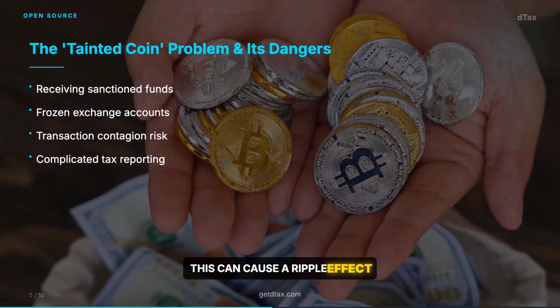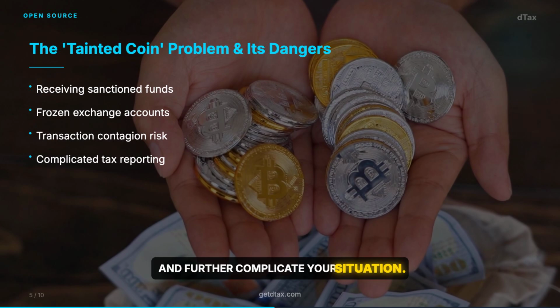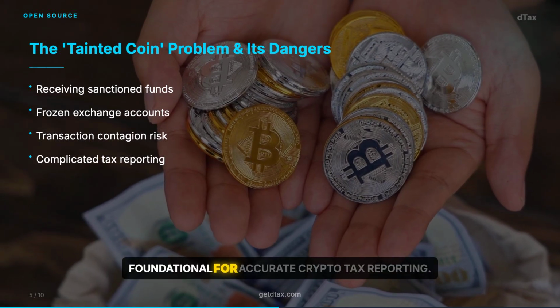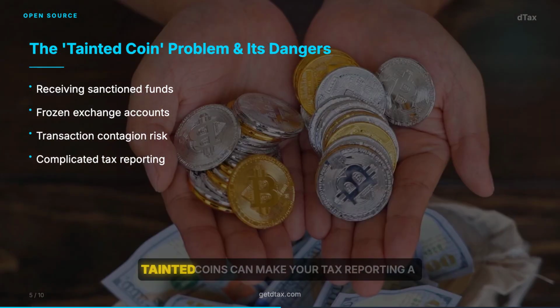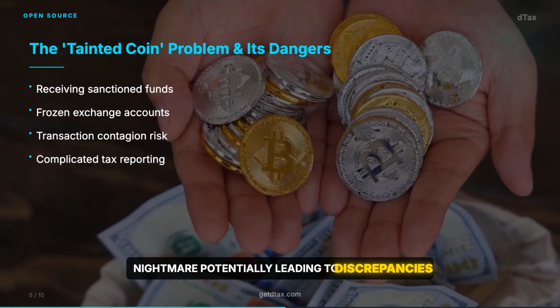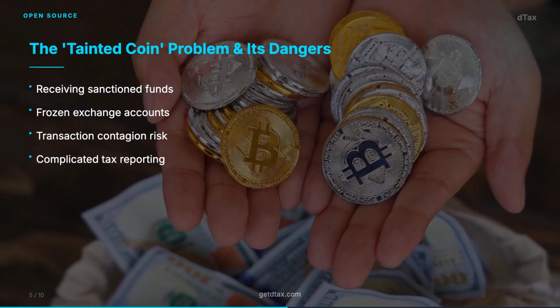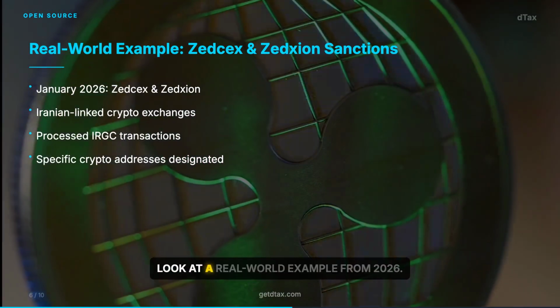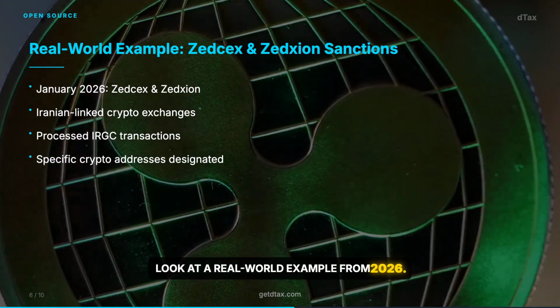This can cause a ripple effect and further complicate your situation. Finally, a clean transaction history is absolutely foundational for accurate crypto tax reporting. Tainted coins can make your tax reporting a nightmare, potentially leading to discrepancies and IRS scrutiny. To illustrate just how serious this is, let's look at a real-world example from 2026.